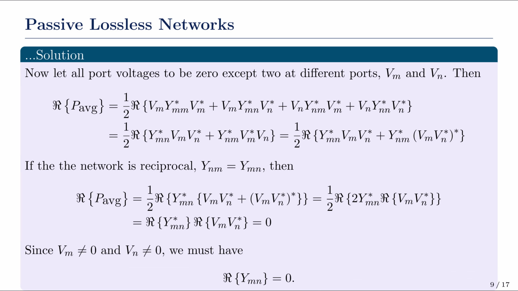V sub m and V sub n with m different from n. For a reciprocal network, the admittance matrix is symmetric, so y sub nm equals y sub mn. The cross terms in the average power expression can then be combined. Since the voltages can be independently selected, the condition of zero real power requires the real part of y sub mn to vanish. Therefore, for a reciprocal lossless network, every element of the admittance matrix is purely imaginary, just as we found for the impedance matrix.